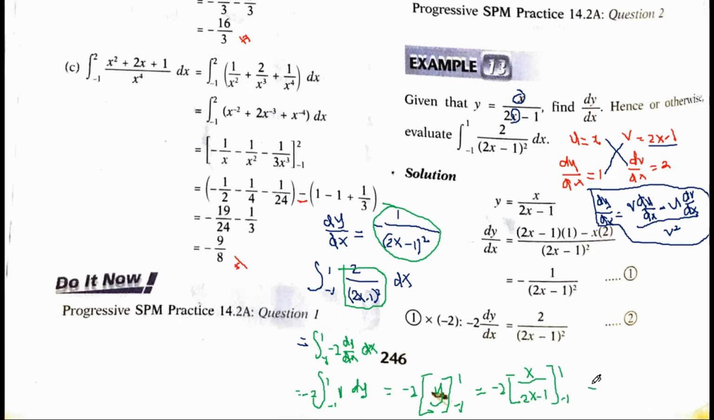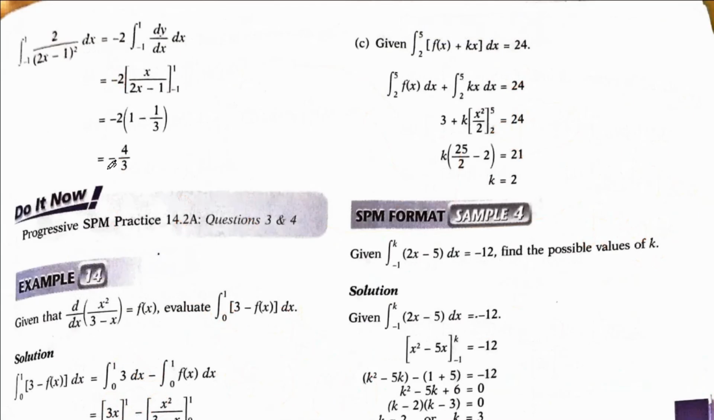Substitute the upper limit into x here. Negative 2 is still outside. So 1 over 2 minus 1, then minus the lower limit: negative 1 over negative 2 minus 1, which is negative 3. Then you calculate the value, and you will get negative 4 over 3.